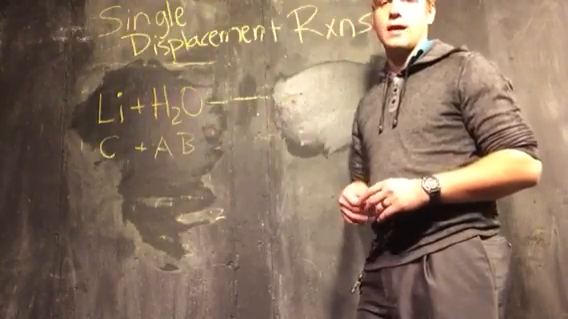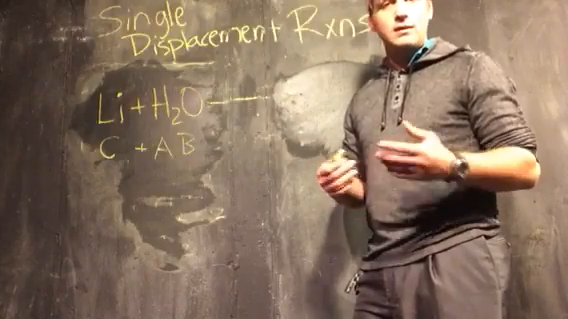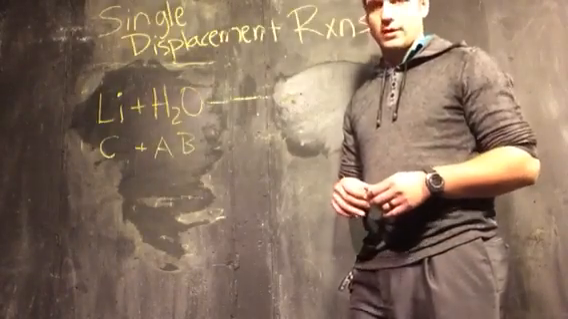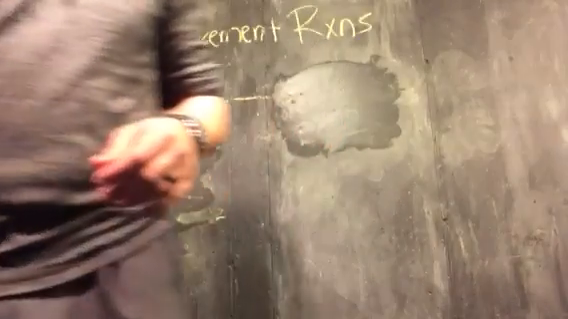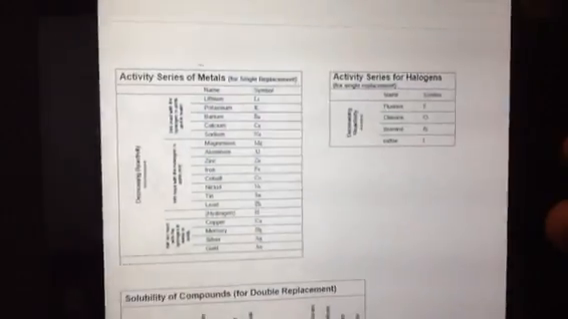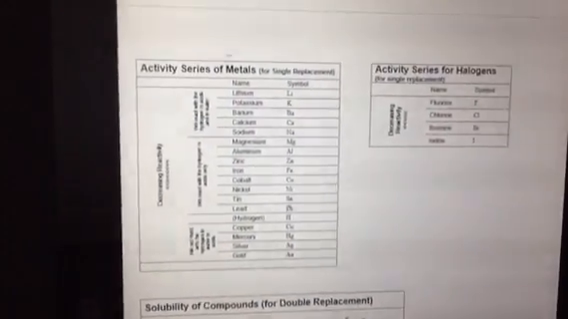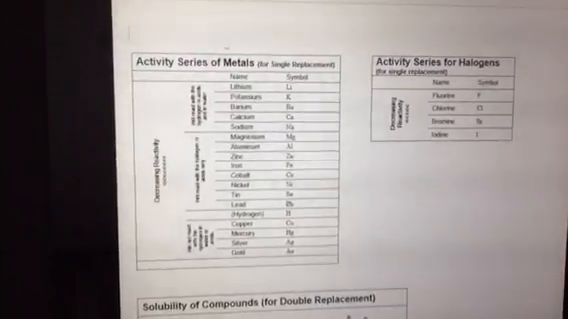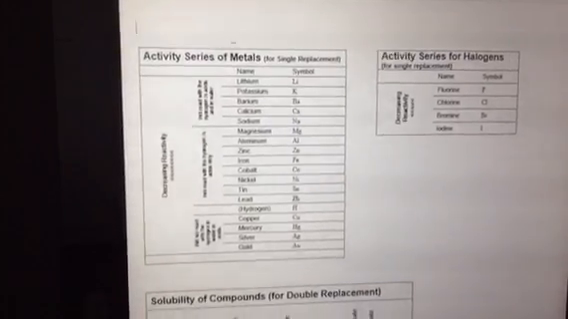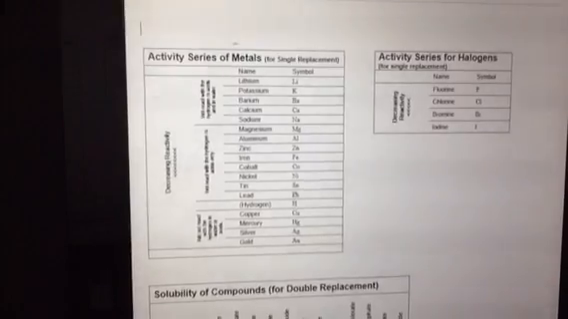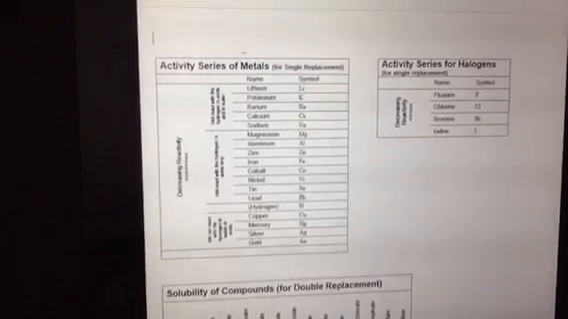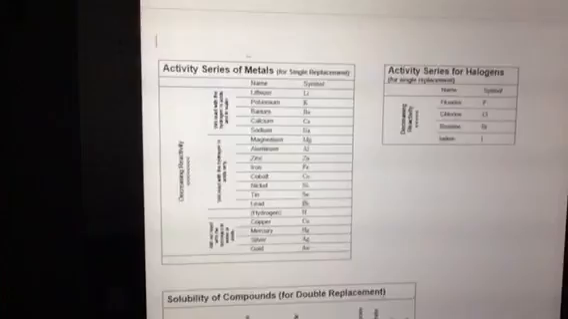Lithium is going to try to kick out the hydrogen. And let's see if it works. To see it, you need to look at your activity series. I'm going to hold it up and read it to you. So, we are in the middle of the screen where it says activity series of metals. Okay? You need to find lithium. It's on the very top. Read the very top where it's sideways. Read what that says.